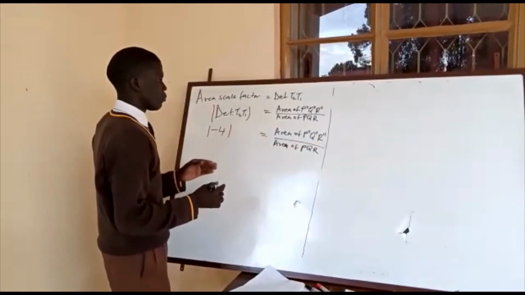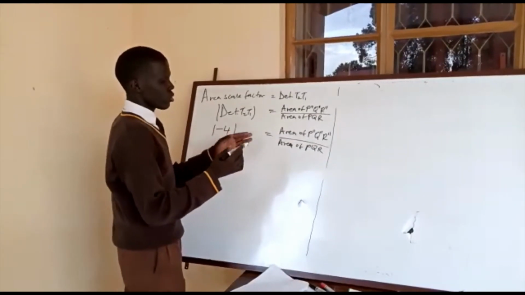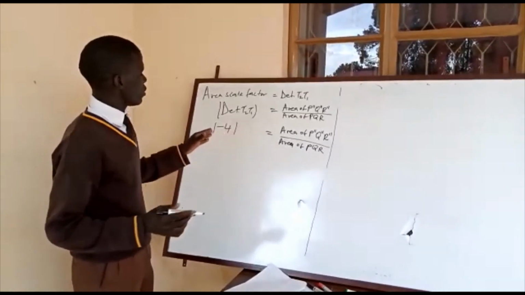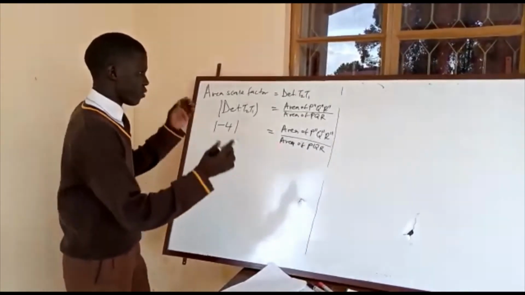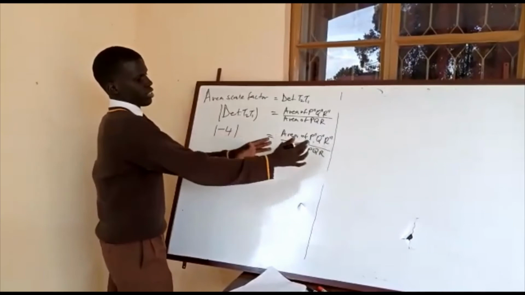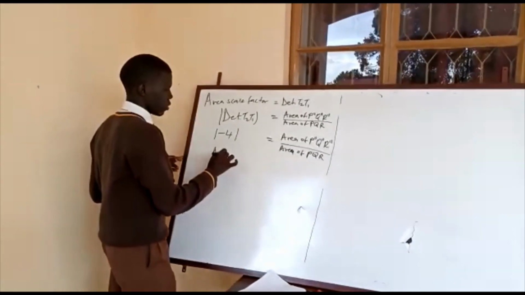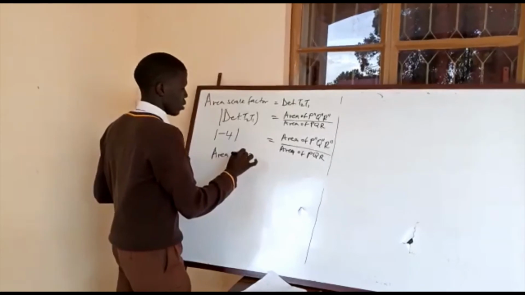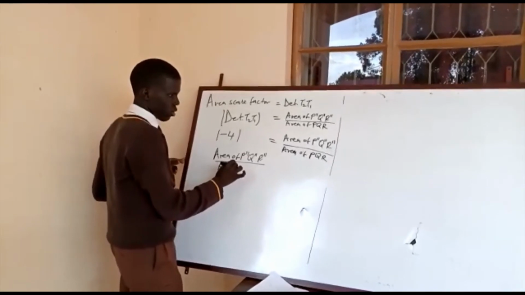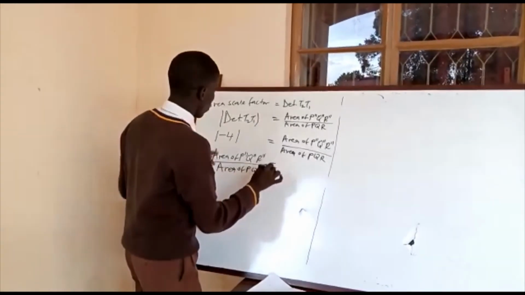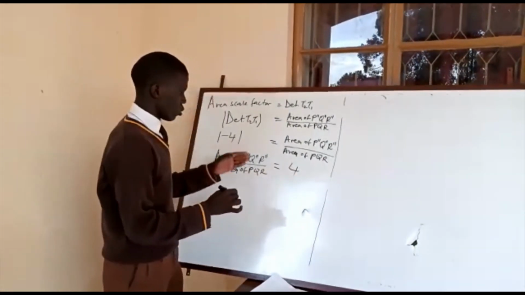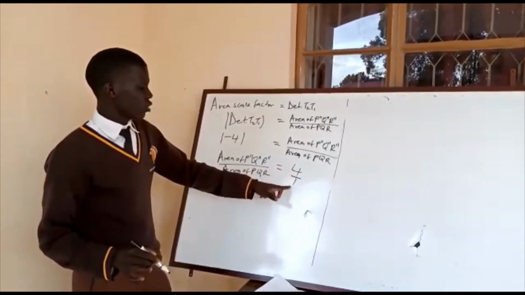Right now, what we need should be on the left, and what we already have should be on the right. Therefore, I rearrange, bring this side, and take this one to the other side. Therefore, our area of P double prime, Q double prime, R double prime, out of area of PQR. Now, the magnitude becomes positive, therefore equals 4.